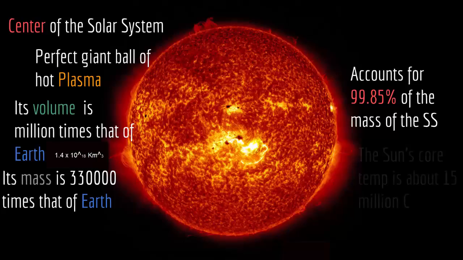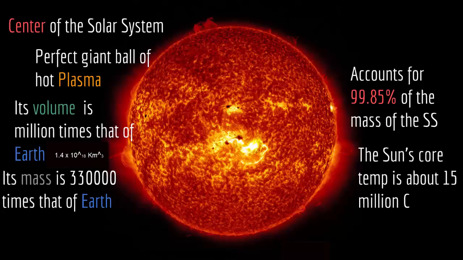The sun is extremely hot. The sun's core temperature is about 50 million degrees Celsius. Most of the heat that we get on the Earth is from the sun.